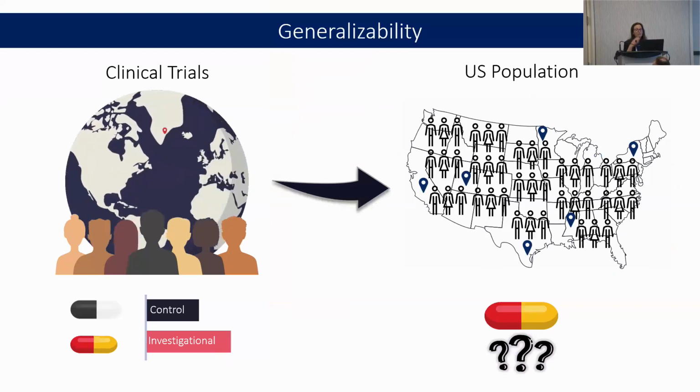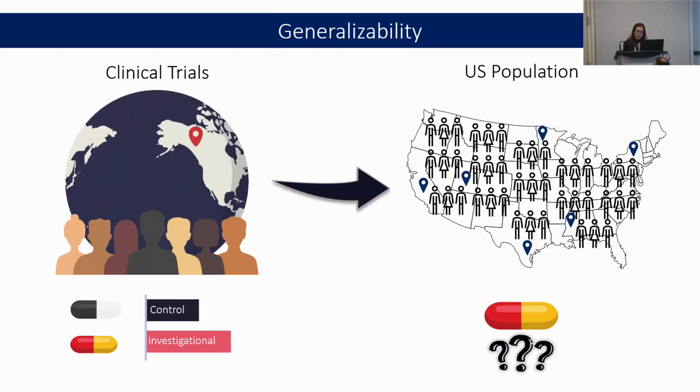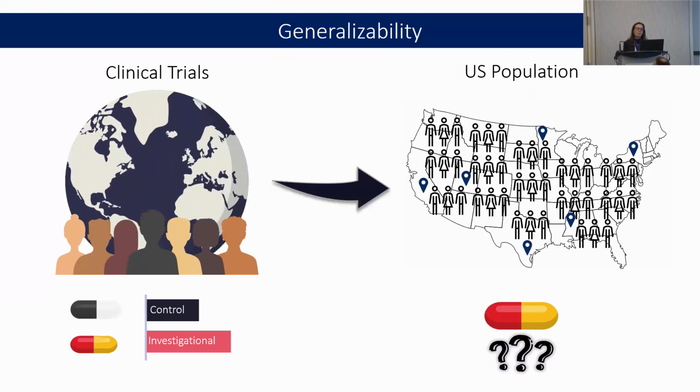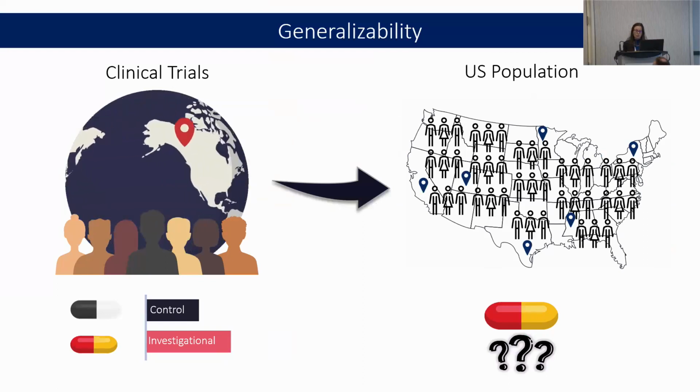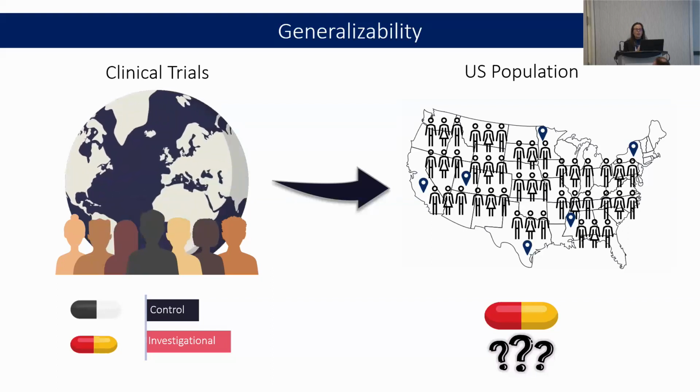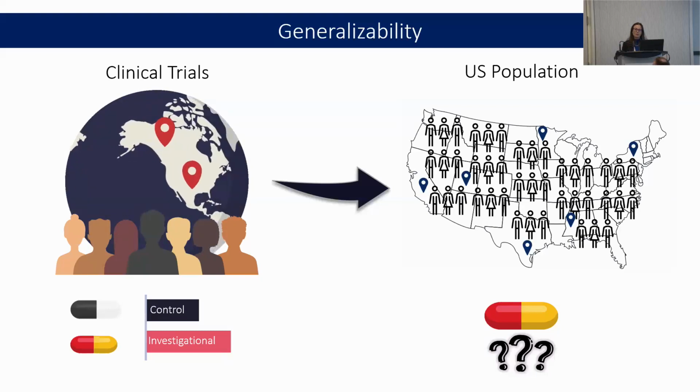And from a regulatory standpoint, it's important that it not only is generalizable, but it's generalizable to the US population to meet our regulatory standards in the US. So this is an important context to think about when you're setting up a study: what your intention is.